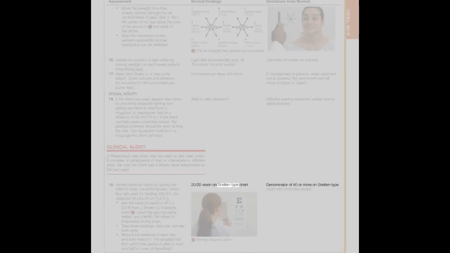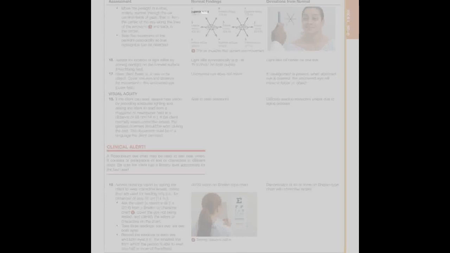20/20ths vision on Snellen type chart; a denominator of 40 or more on the Snellen type chart with corrective lenses. Ask the client to stand or sit 6 m, 20 feet, from a Snellen or character chart, cover the eye not being tested, and identify the letters or characters on the chart. Take 3 readings: right eye, left eye, both eyes. Record the readings of each eye and both eyes, i.e., the smallest line from which the person is able to read 1/2 or more of the letters.